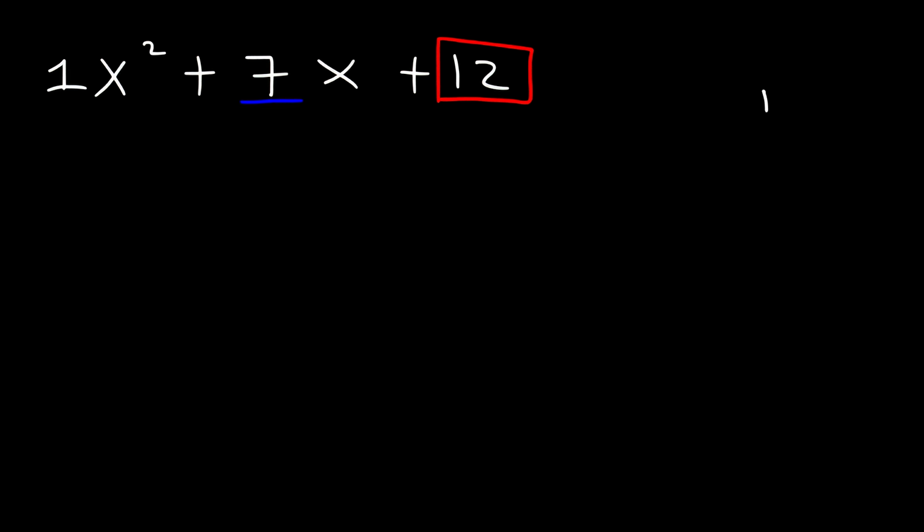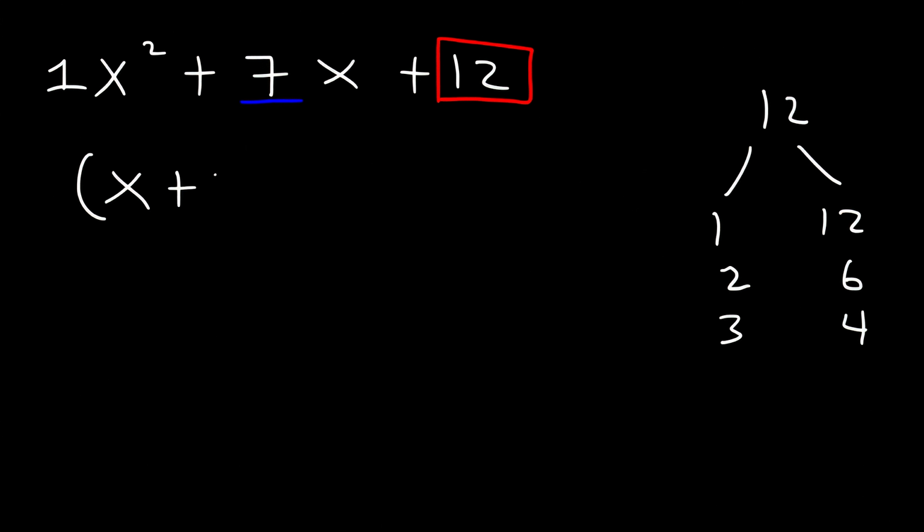So let's make a list. Factors of 12 are 1 and 12. 12 divided by 2 is 6. 12 divided by 3 is 4. 1 plus 12 is 13. 2 plus 6 is 8. But 3 plus 4 is 7. So to factor it, it's just going to be x plus 3 times x plus 4.